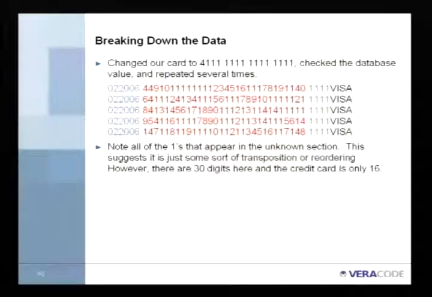Then we repeated this process a bunch of times to see, first of all, is it the same in the database every time I change it for a given card number, or does it vary? And as you can see, it varied. It's the same card number going in, and the stuff in blue on the left and right is the same, the 4 digits and the expiration, but the stuff in the middle changes. And take a look at all the ones that appear in the unknown section.